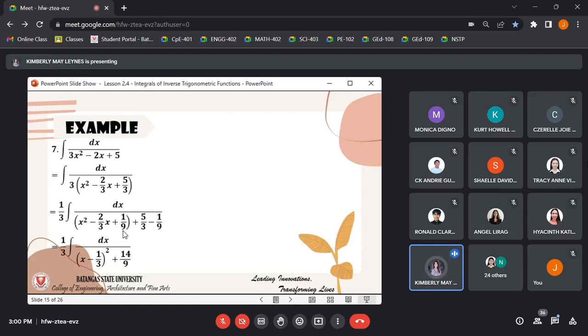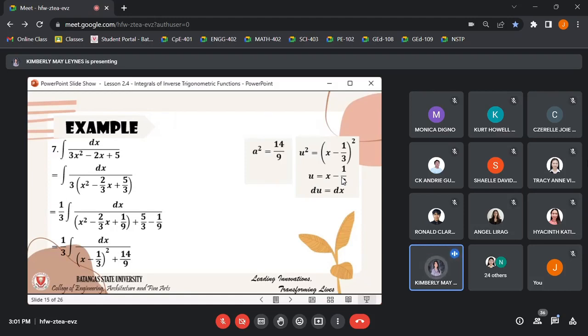Again, in-apply po natin yung ating square of a binomial, which is the factor of a perfect square trinomial. 5 over 3 minus 1/9 ay 14 over 9. And with that, yung gagamitin na natin ditong denominator, u squared plus a squared na po siya. Yung u squared natin is x minus 1/3 raised to the second power. And then, meron tayong u, which is the square root nito, x minus 1/3 na lang po. Derivative nito ay dx, yung a squared natin is 14 over 9.